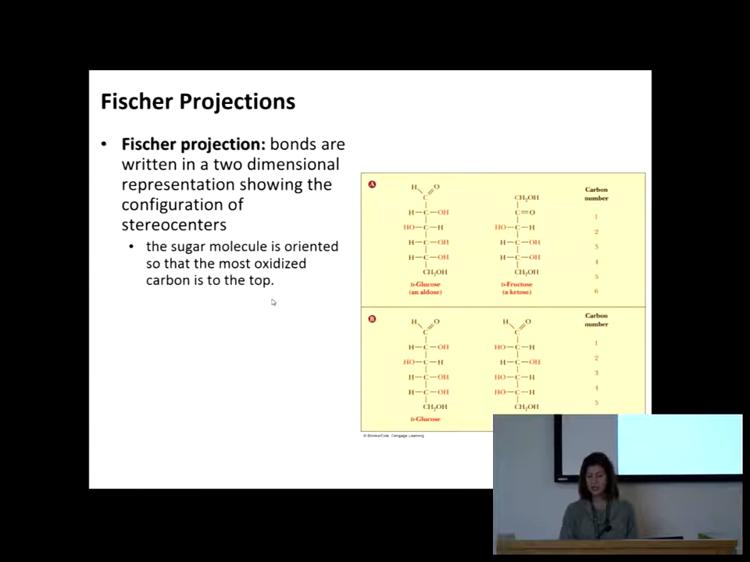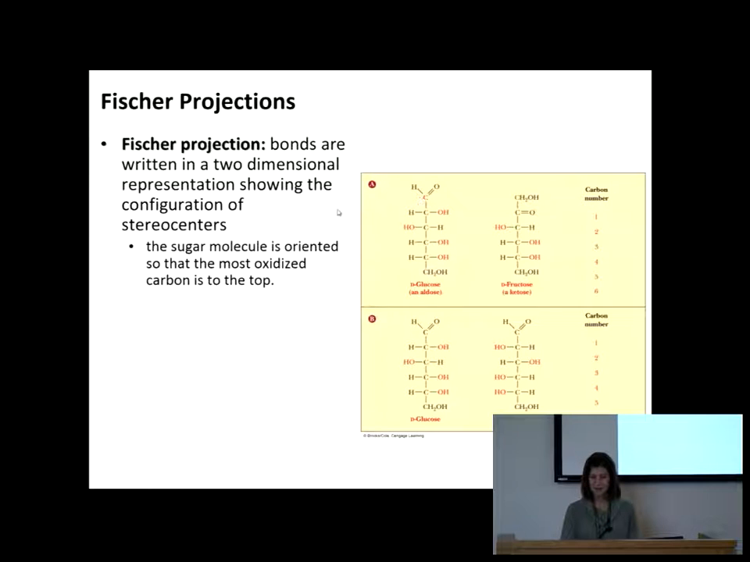So in our Fischer projection, we're going to put the most oxidized. What do I mean by most oxidized? The C double bond O. That's what I mean by most oxidized carbon, as far up to the top as we can. So in an aldose, it's going to be the top one, and in a ketose, it's going to be the second one. Now the numbering on this one is off. It should be carbon 1, 2, 3, 4, 5, 6. There's no carbon down here. I don't know why the numbering is just off. It doesn't match up. So we do number the carbons.